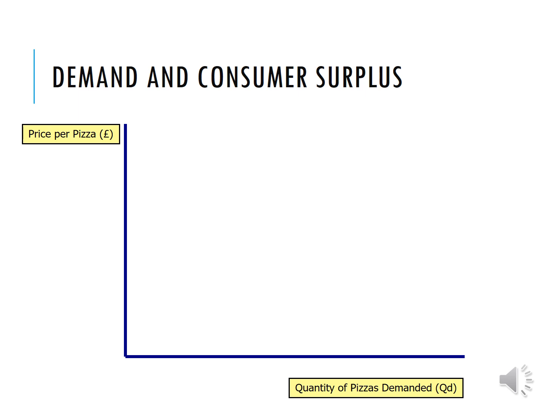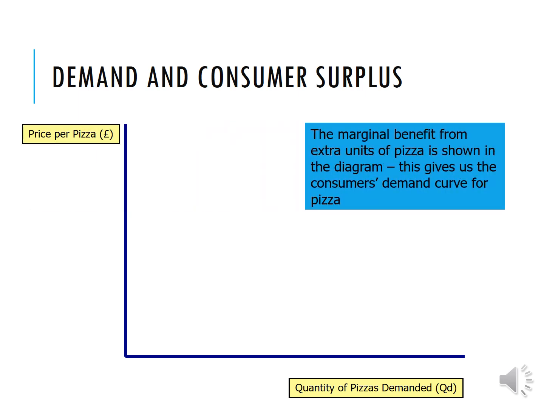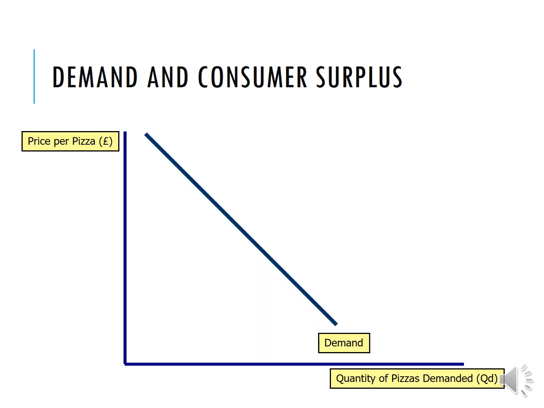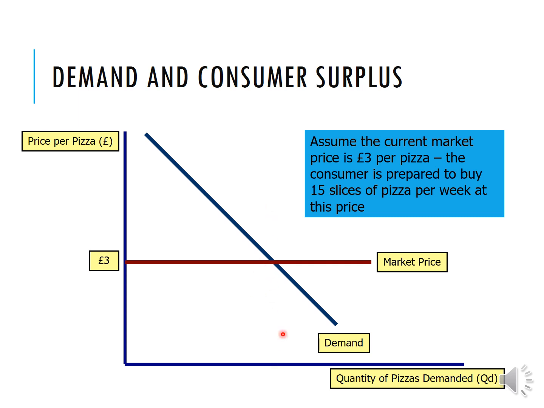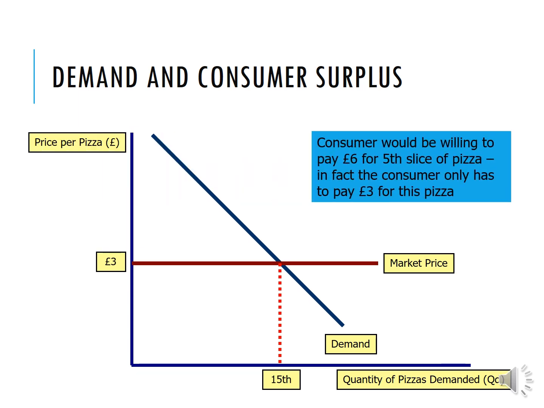And so we can use a demand curve here to measure the welfare or value that consumers are getting above and beyond the market price. So let's have a look at this diagram here with price per pizza and the number of pizza slices consumed. Here's our demand curve. And we're going to say that the current market price is £3 per pizza. And at that market price, I would be prepared to consume 15 slices of pizza. But for that fifth slice of pizza, I would be willing to pay £6.